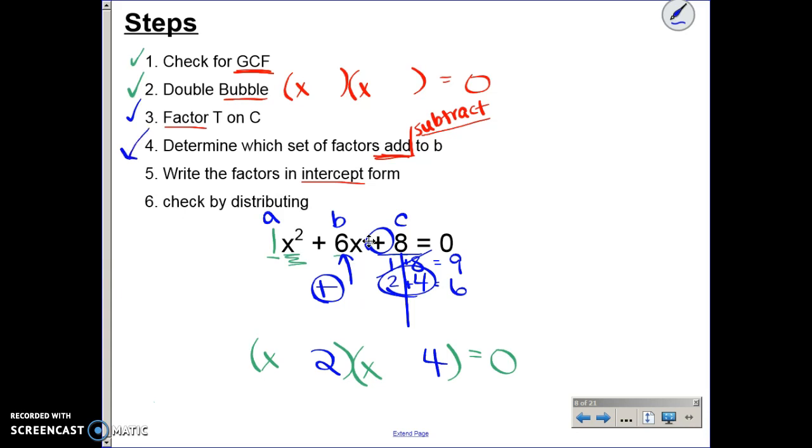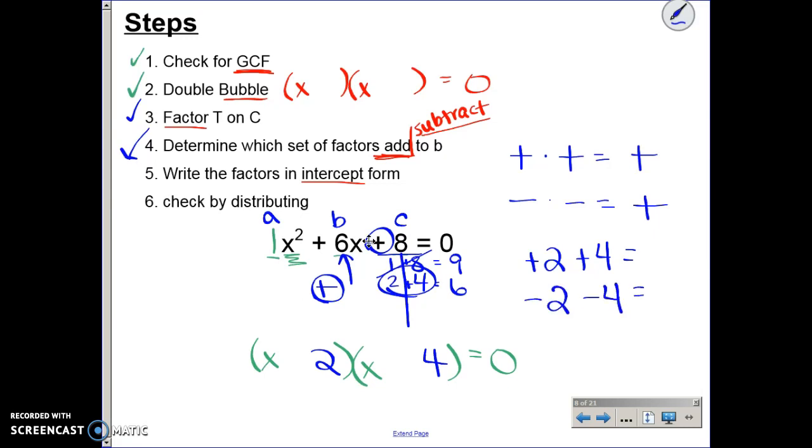Last step is I got to figure out what signs go in these blanks. Well, I know they have to multiply to be positive 8. The only things that multiply to be a positive are positive times positive or negative times negative. Those are my only options. So I can either have positive 2 and positive 4 trying to add to get to 6, or negative 2 and negative 4. Well, which one adds to positive 6?